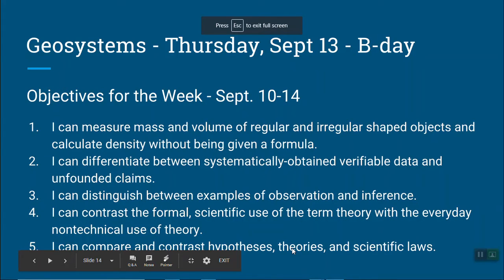All right, today is Thursday, September 13th. It's a B day. I met with second block, sixth block, then eighth block. Our objectives for this week are fivefold. First objective is about density. I can measure mass and volume of regular and irregular shaped objects and calculate density without being given a formula.